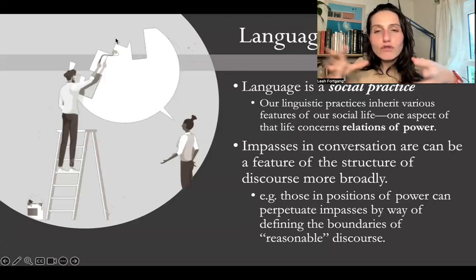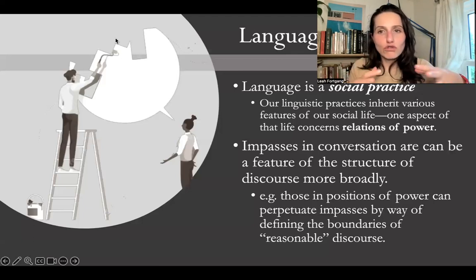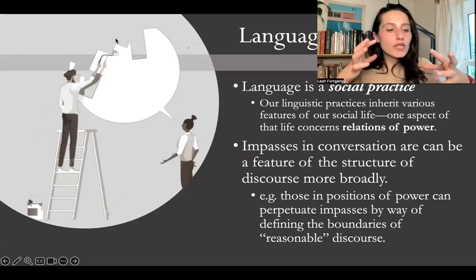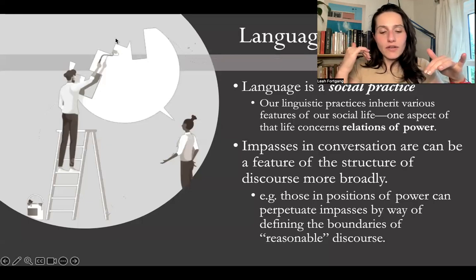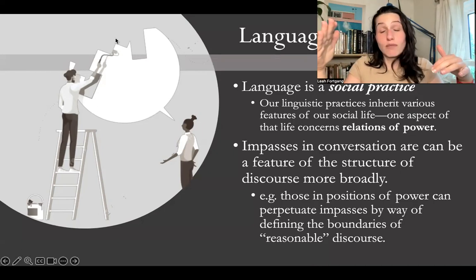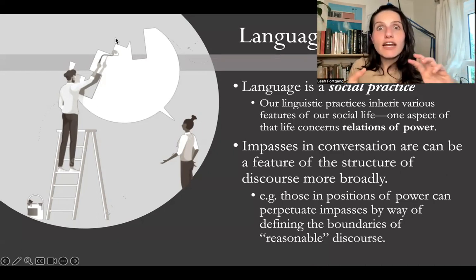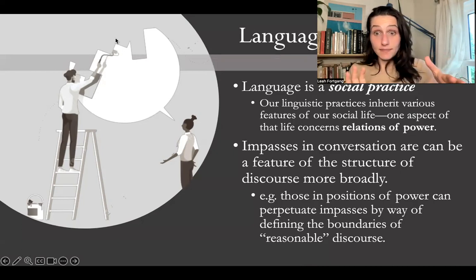If we think of those kinds of constraints as a social practice, we should also think about how power and relations of power, like power hierarchies, people who are in higher positions in society, can constrain and dictate what counts as normal, okay, acceptable communication and what doesn't.